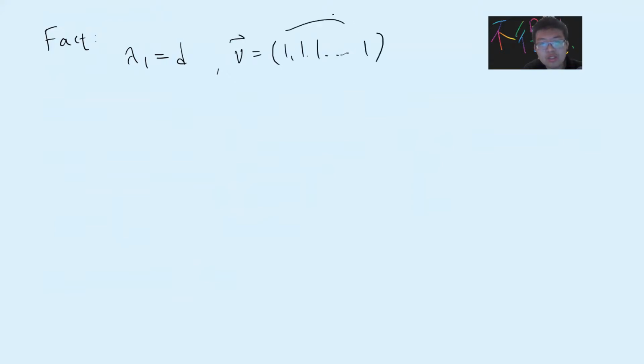A simple fact that you can easily prove is that the largest eigenvalue must be d. The proof is very simple: the eigenvector will be (1, 1, 1, ..., 1), and you can just check yourself that A_G v will be d v, because each row of A_G contains d ones. It's d-regular. So, a simple exercise.